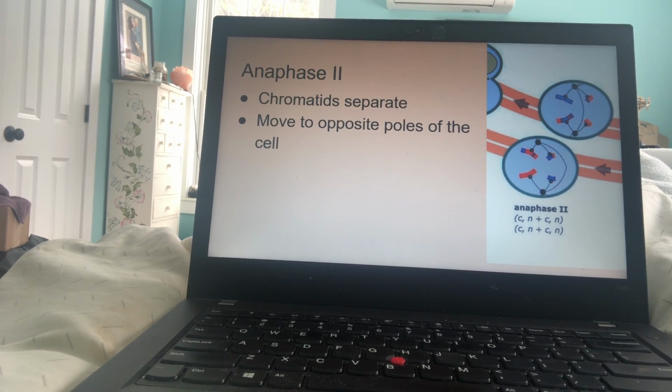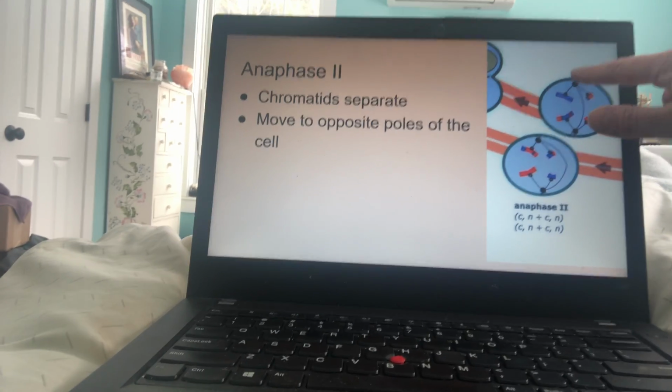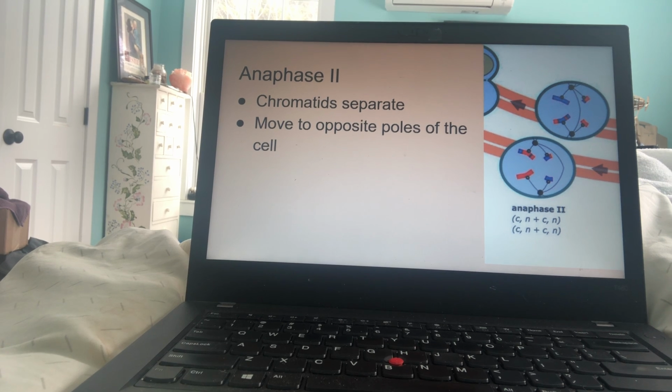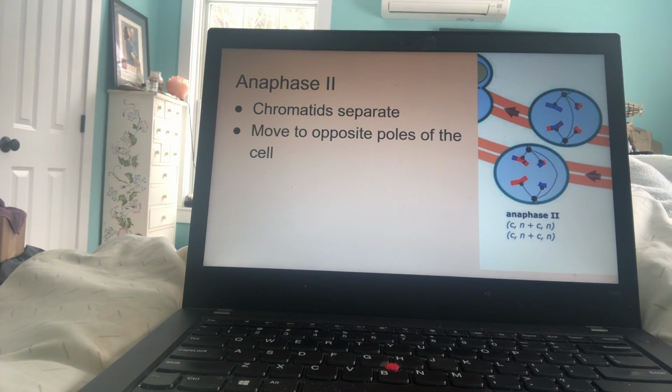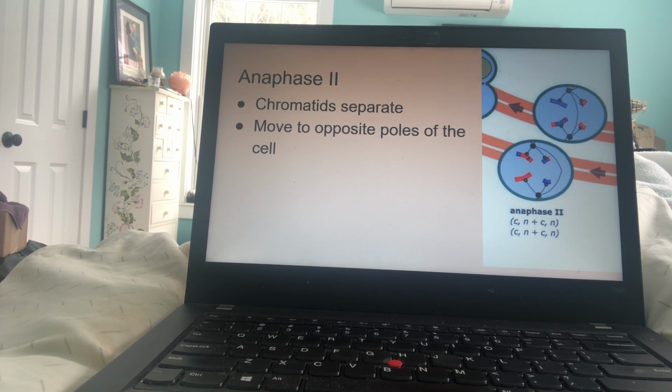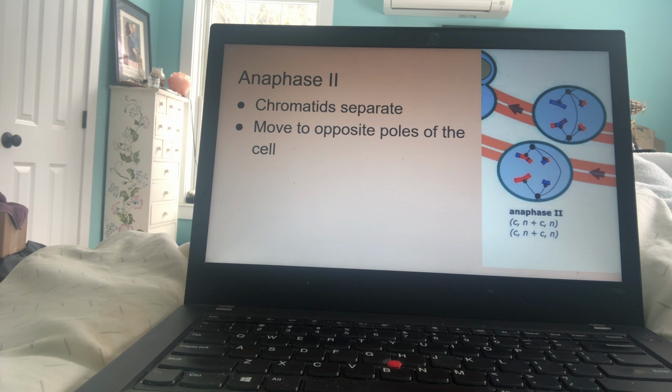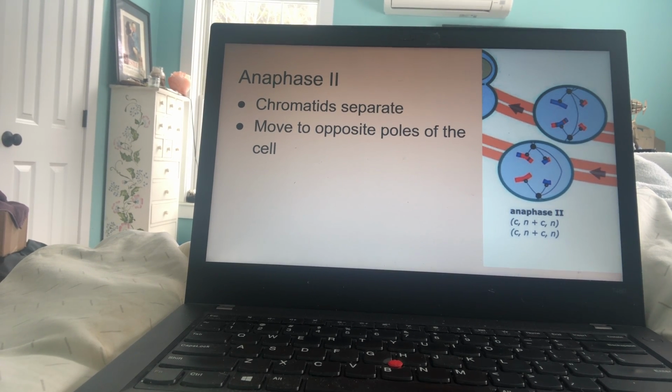Anaphase 2. So we've been attached to these spindle fibers, and the spindle fibers are made of those microtubules, and the microtubules are pulling apart these chromosomes. So the sister chromatids are now separating and moving to opposite poles of the cell.